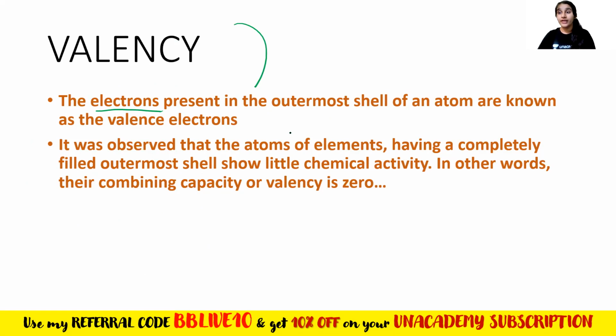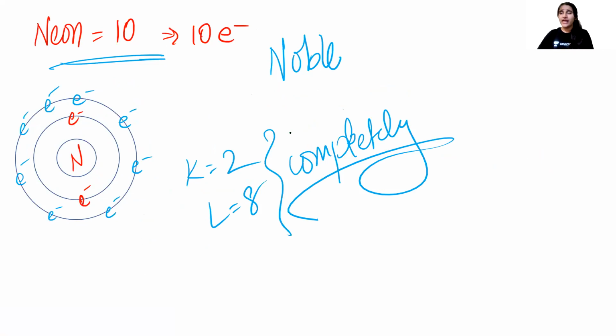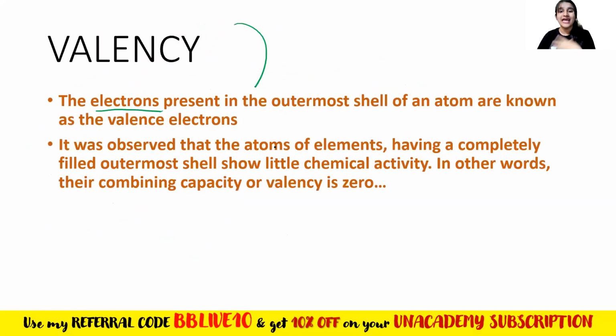But ma'am, as you said, neon is a stable gas, right? It will not react with anybody because it's already stable. All these shells are filled, and over here in the outermost orbit, it has 8 electrons. So should I say the valency of neon is 8 electrons? No. Because over here, you will be introduced to another definition of valence electrons, and that is the combining capacity of the atom.